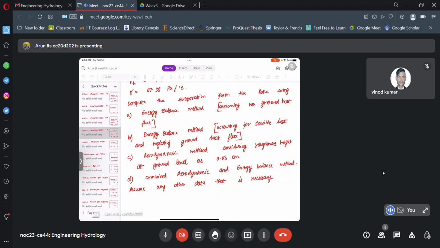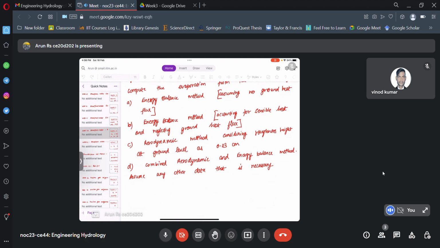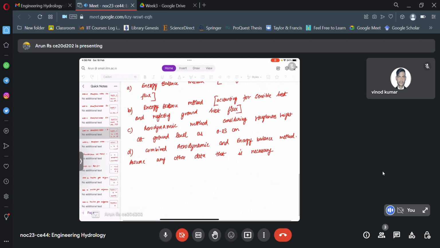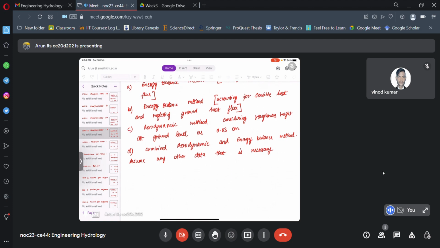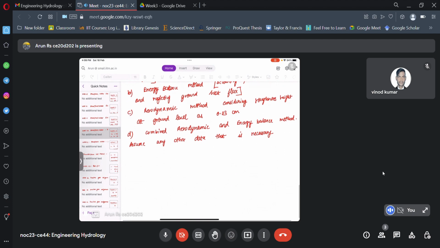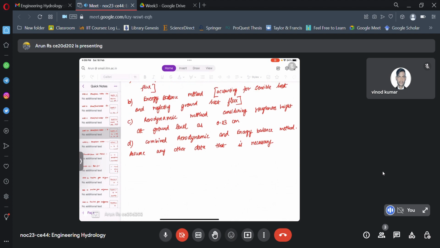Now we need to estimate the evaporation rate from the lake using the energy balance method. First condition is assuming no ground heat flux. Second is the energy balance method accounting for the sensible heat and neglecting the ground heat flux. Then the aerodynamic method considering the roughness height at the ground level as 0.03 centimeter. And the last one is the combined aerodynamic and energy balance method. We can assume any other data that is required to solve this problem.